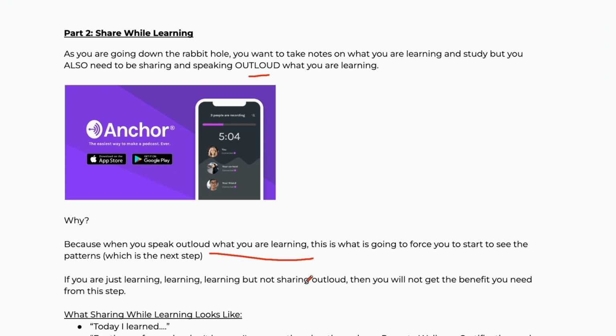And that's exactly what the next step in this process is going to be, because unless you see the patterns, you're not going to be able to actually come up with your framework, right? So if you're just learning, but never sharing out loud, then you're not going to get the benefit that you need from this step, okay?